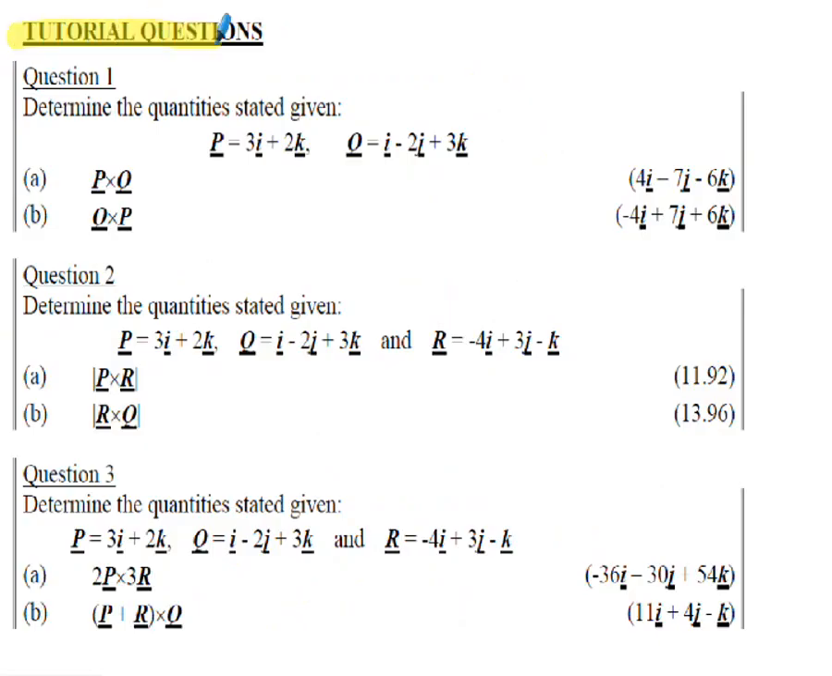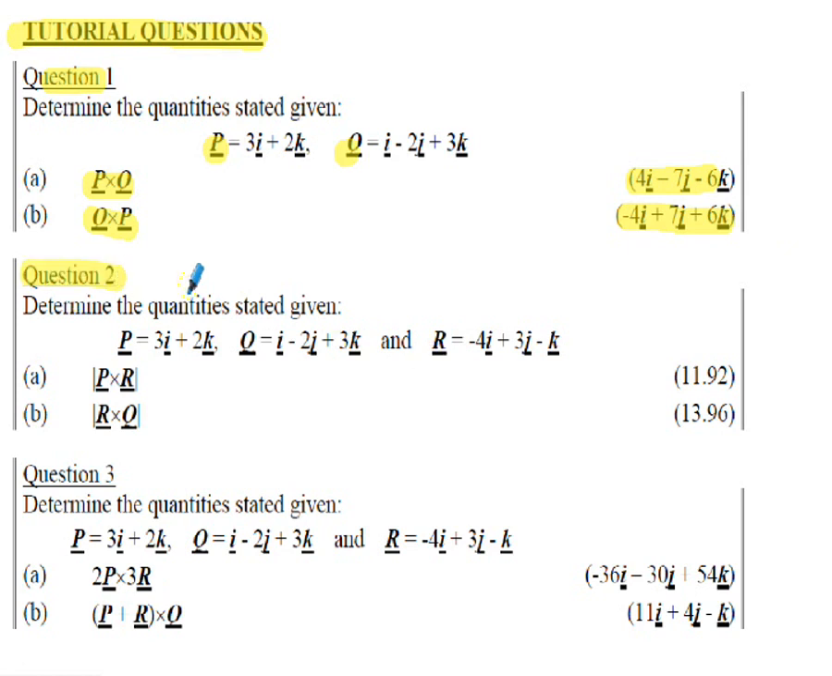I'll leave you with some tutorial questions and encourage you to attempt as many as you can. Question 1 simply gives us two vectors, p and q, and wants us to find the vector product pq and the vector product qp. The answers are given over here in the brackets on the right hand side. You see the only difference between them is the change in sign between the vectors.